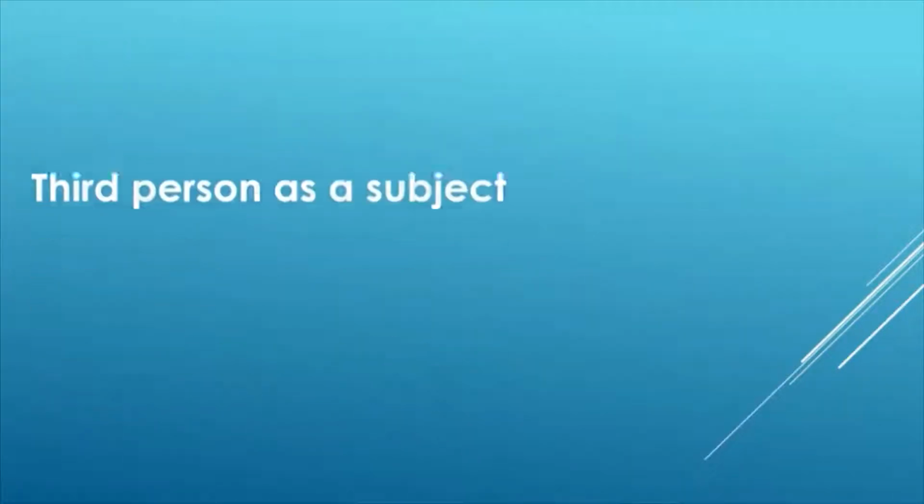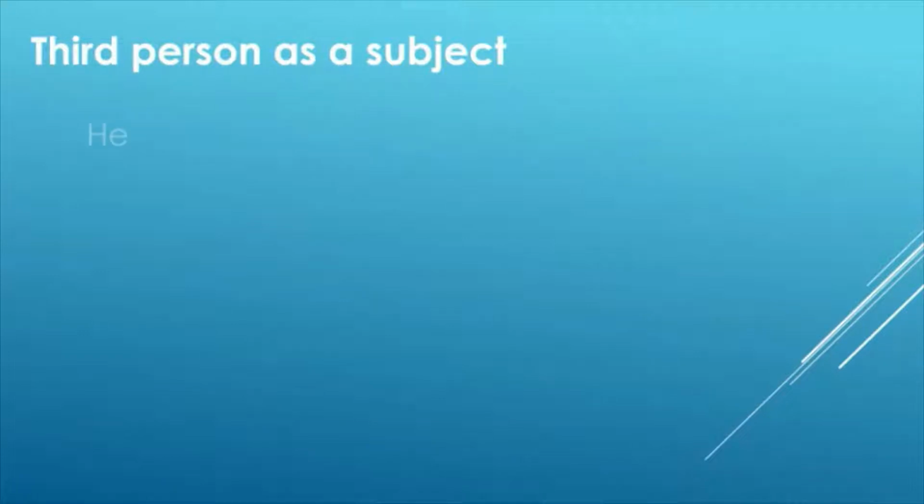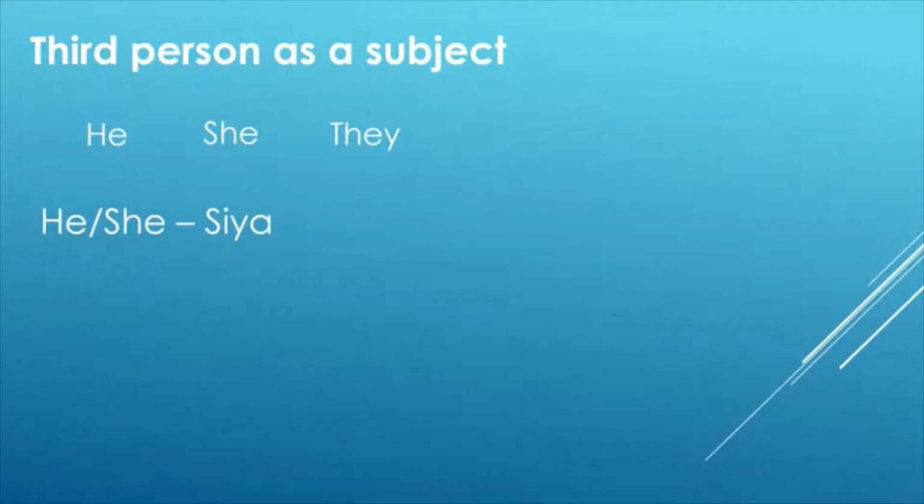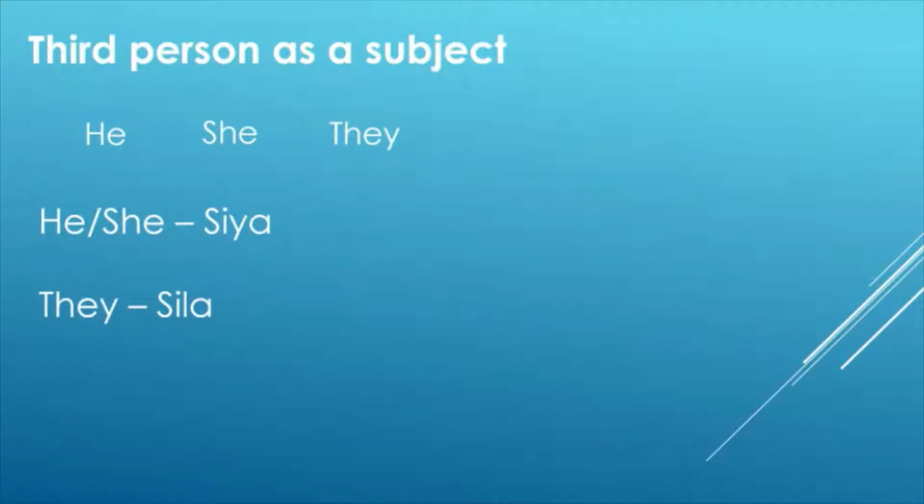For the third person as a subject, which is he, she, and they, he and she have the same translation in Bisaya, which is siya. And they is translated as sila. Now, let's proceed to the sentences.